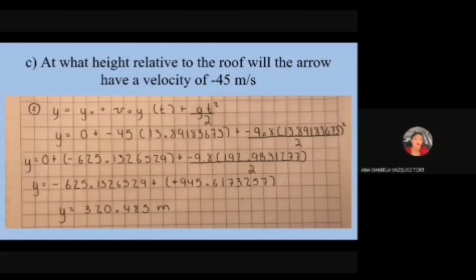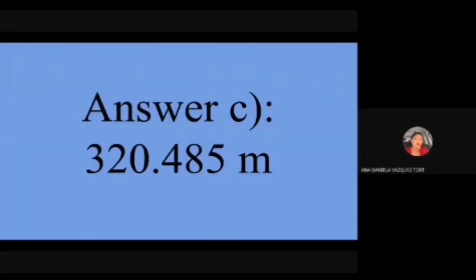Now, the second part of the solution is the next one. We use the same formula as we did in the last exercise: y is equal to first position plus initial velocity in y per t plus gravity per t squared over 2. We replace the values of initial velocity in y, which is minus 45, and the time that is 13.890 in the formula. We use all the decimals because we want to have exact numbers. And the final result for this part of the exercise is 85 meters.